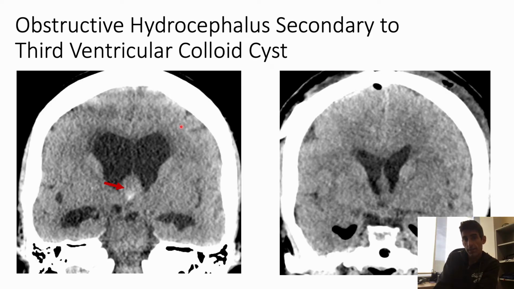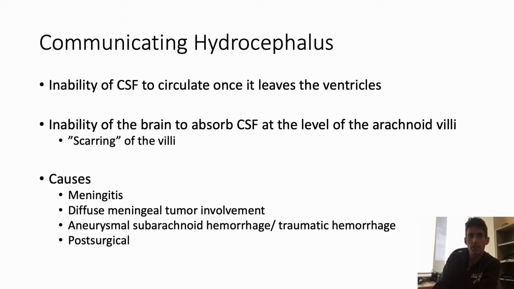Here's another example of hydrocephalus from a tumor. This is a colloid cyst. It grows in the third ventricle, so it blocks the flow from the lateral ventricles, and you can see the ventricles are enlarged here. Once you take the cyst out, you remove the obstruction, and the ventricles come back down to a more normal size.